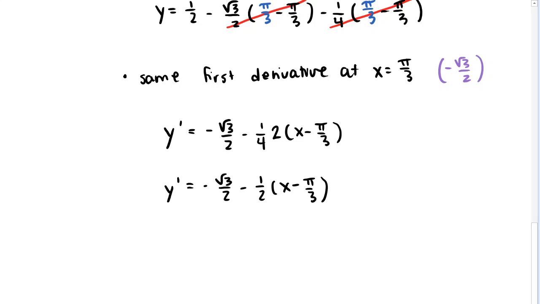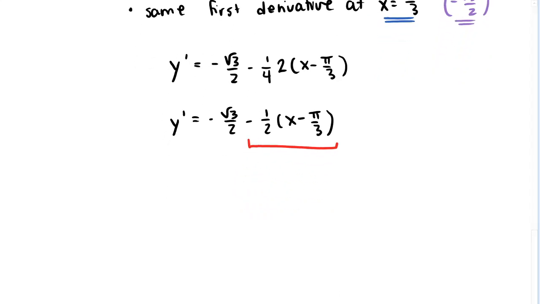And so if we again plug in an x value of pi over 3, this part here would vanish. It would disappear, and we'd just be left with negative square root of 3 over 2 as the output when we plug in x is equal to pi over 3. So that's what we expected, right? We expected negative square root of 3 over 2 as an output when we input pi over 3 into this first derivative function, and that's what we're getting.